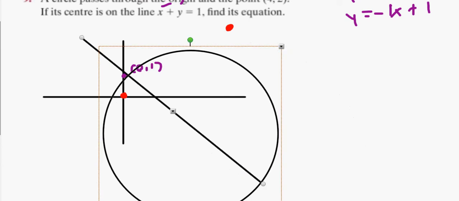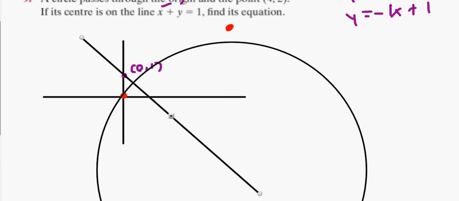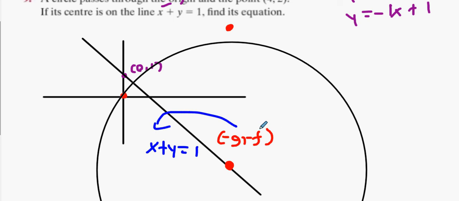Okay? So actually, sorry. What is the centre of the circle, otherwise known as minus g, minus f? Would you agree with that? And minus g, minus f is on the line x plus y equals 1. What does that mean when I sub in minus g and minus f? What does that automatically mean? Automatically means minus g minus f has to equal 1. Is that okay with you guys? Pause it there. Who's lost me?